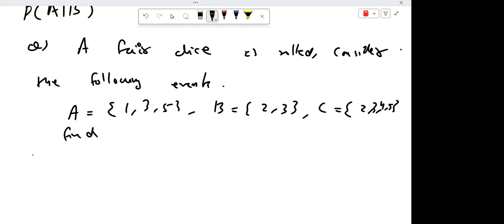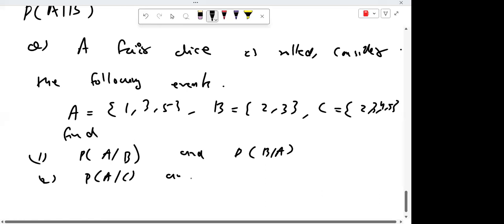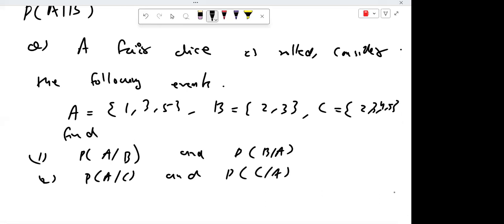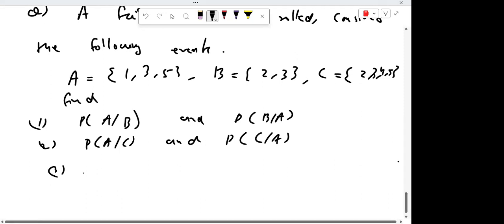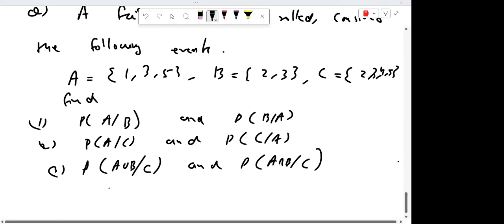Find P of A given B and P of B given A, P of A given C and P of C given A, P of A union B given C and P of A intersection B given C. Okay. You guys can solve this? Yes, sir.